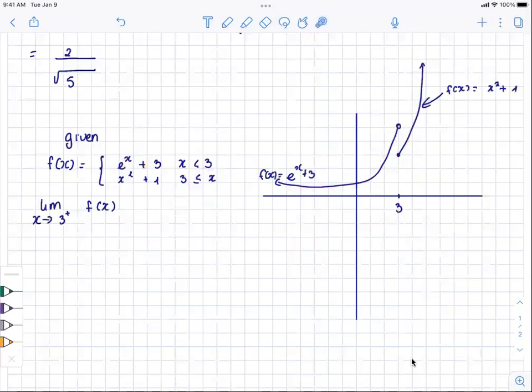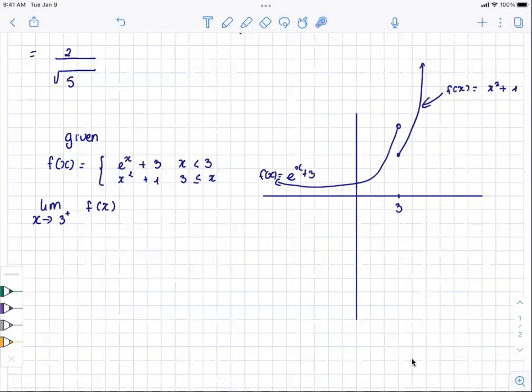Right? Notice that when you graph it, when x is less than 3, it's an open circle. And when x is greater than or equal to 3, it's a closed circle, right? So this is a discontinuous function. We will talk about that later.